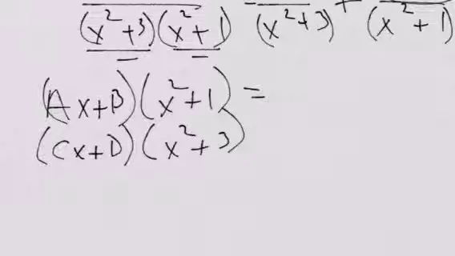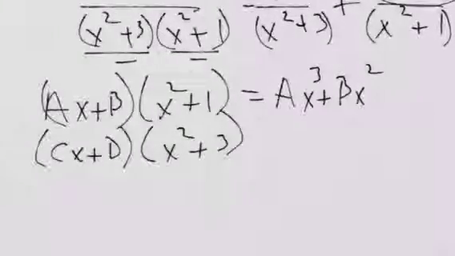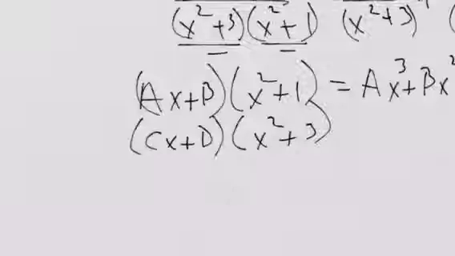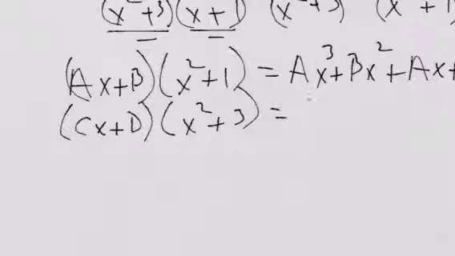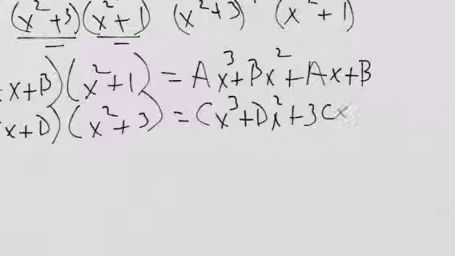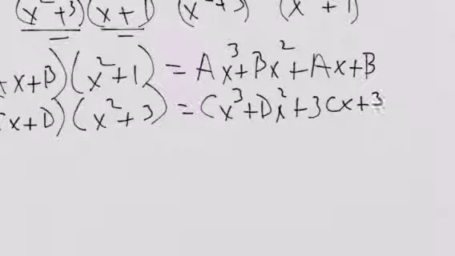Doing the math on this, I should get ax cubed plus bx squared plus ax plus b. Foiling out that bottom one, cx cubed plus dx squared plus 3cx plus 3d.